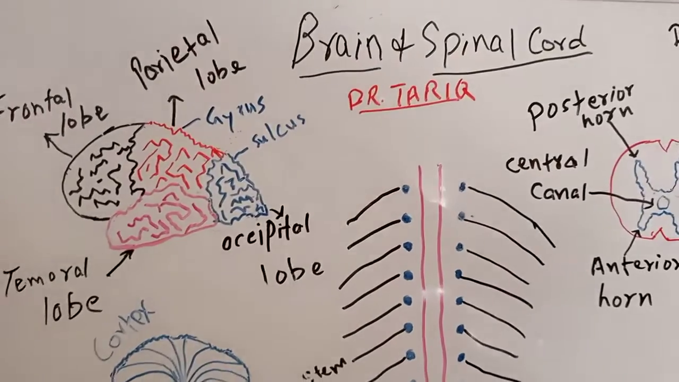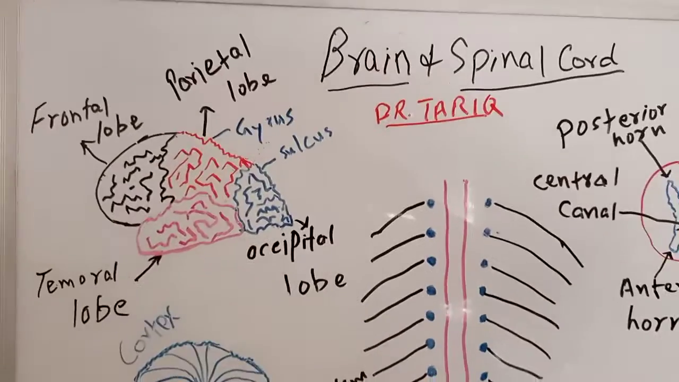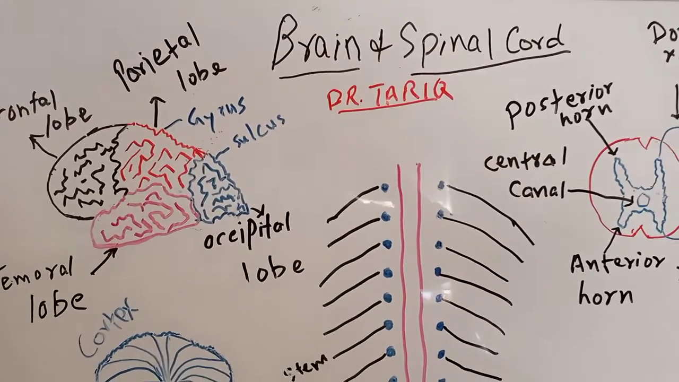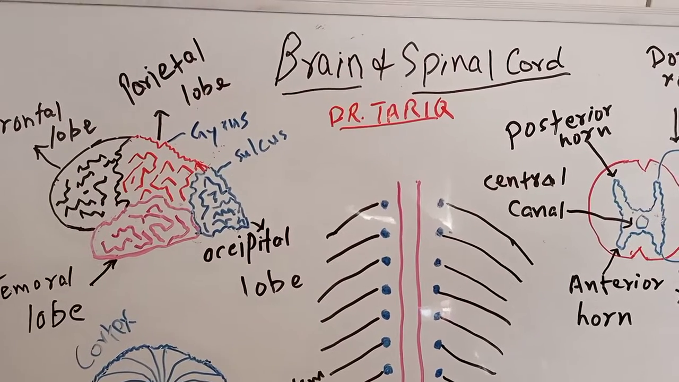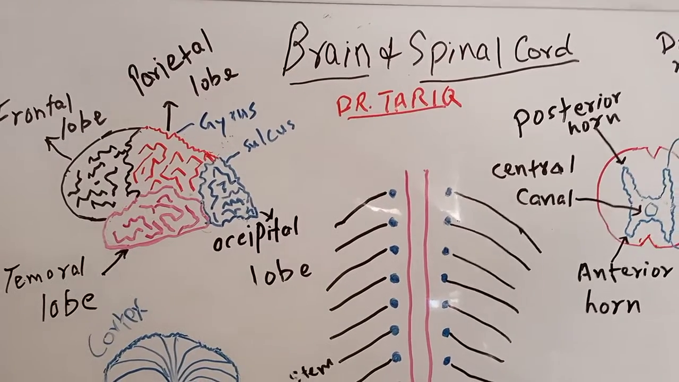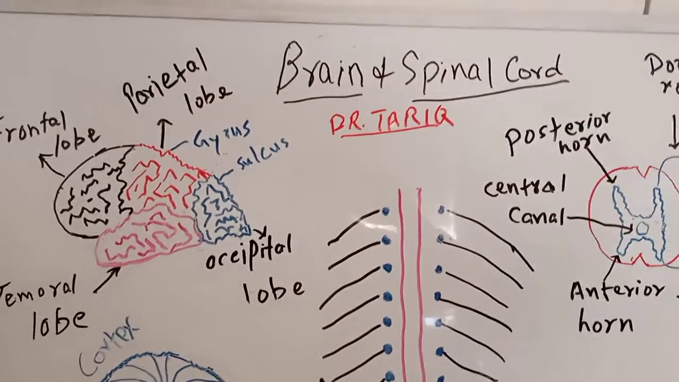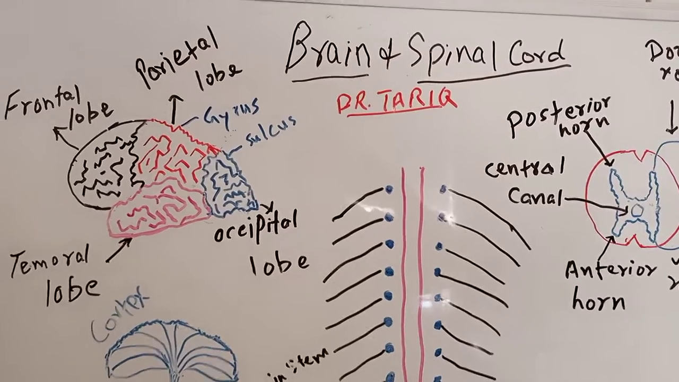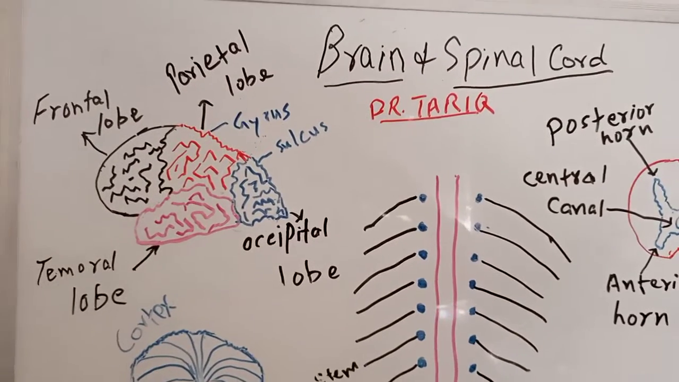12 cranial nerves come out from the base of the cerebrum, and they have different functions like vision, hearing, smell, and others. 12 pairs. It is divided into five lobes.